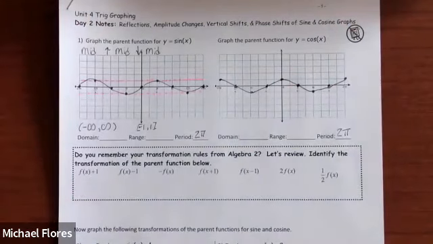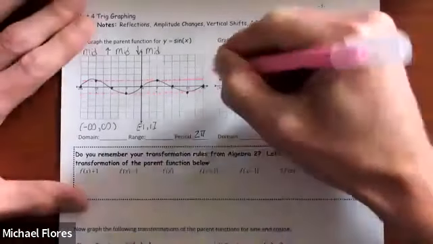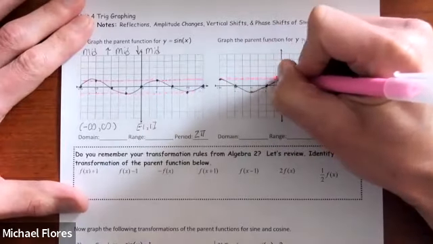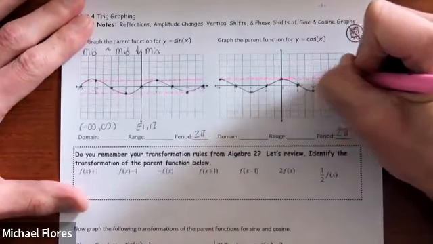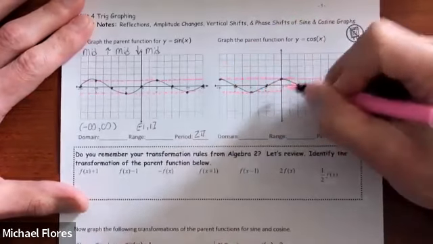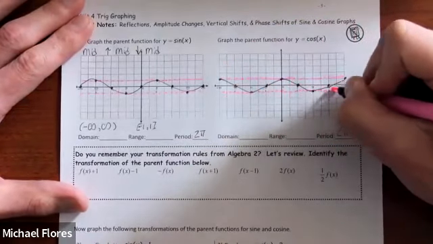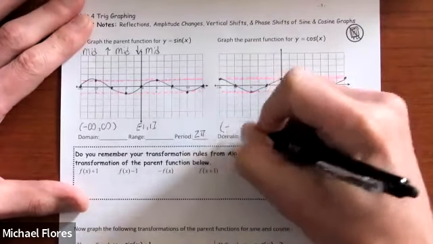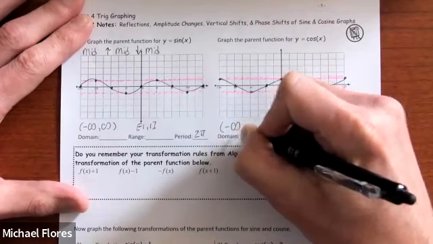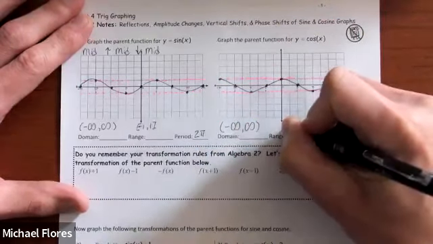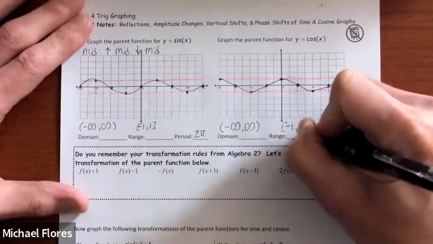I'm going to draw my bumpers for the range here. Reminder, drawing these bumpers are going to help us graph whenever we start having some transformations. Domain. Range once again, negative 1, 1.